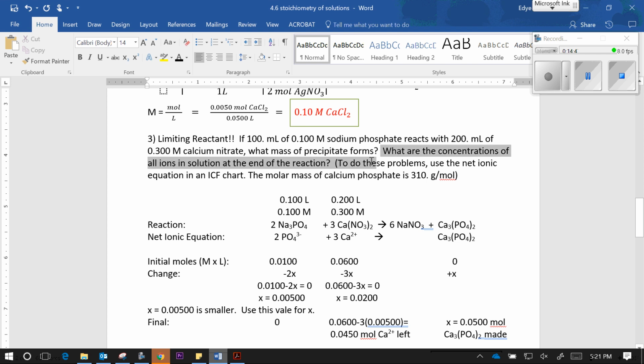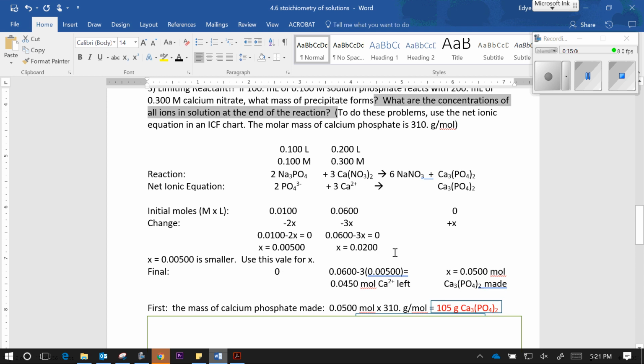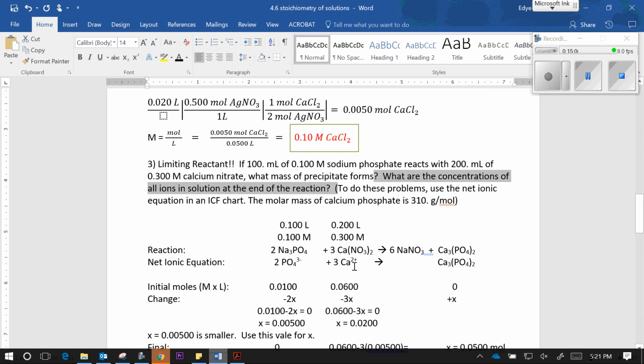We also want to know what the concentration of all the ions is at the end of the reaction. Oh my goodness. Including the spectator ions. So I've got to find the Na plus, the Ca2 plus, and the NO3 minus. Now, I have moles, but I asked for concentrations, so that's moles over liters. This is a little tricky.